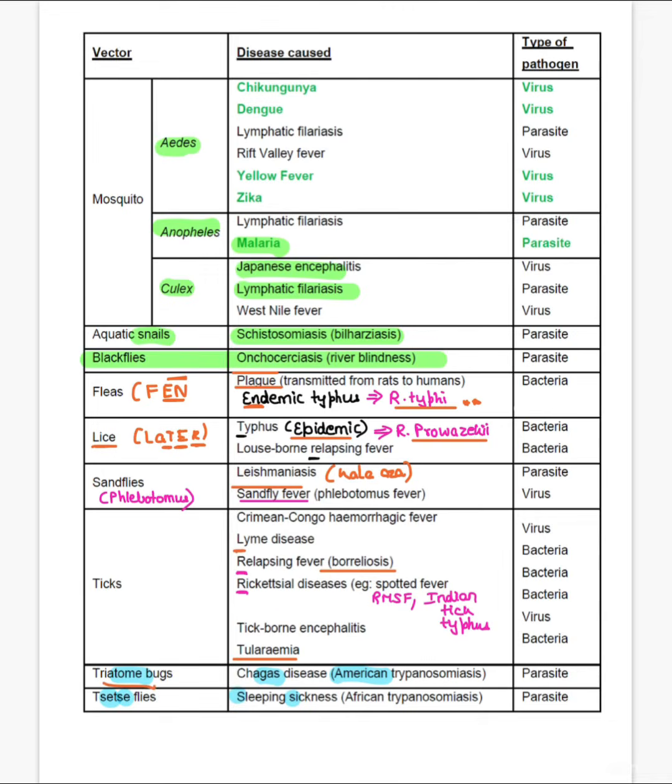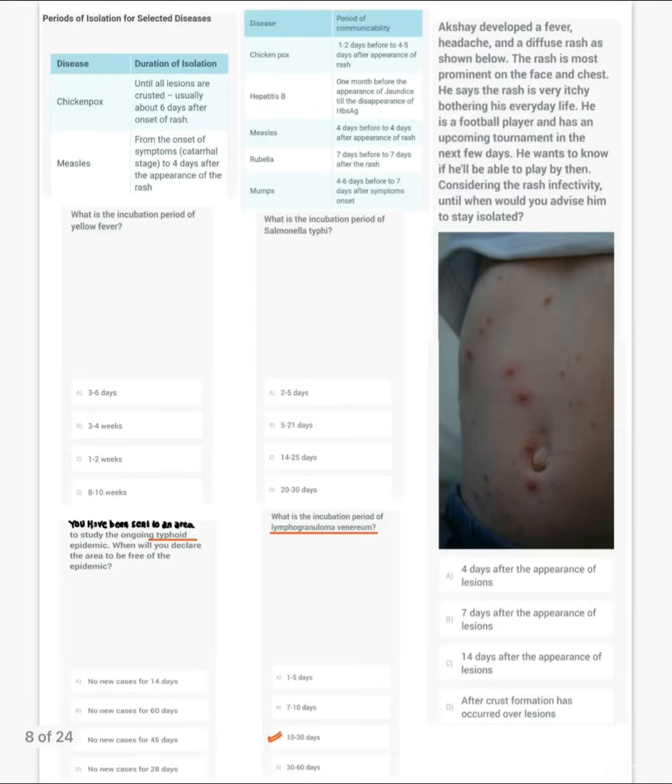Then triatomine bugs, that is American trypanosomiasis. So remember, American trypanosomiasis is triatomine bugs. Then the tsetse fly, guys, that is your sleeping sickness, again important, that is African trypanosomiasis. And if it is American, it is triatomine bugs, Chagas disease.